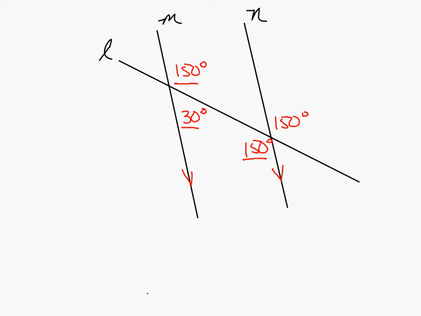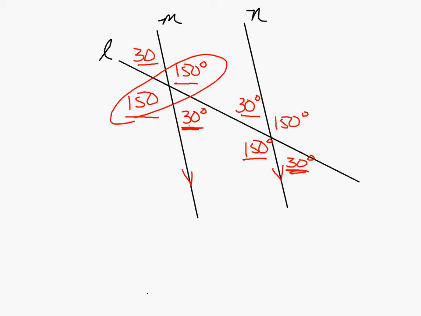If this is 30, this is 30 because alternate interior angles are congruent. All right. Let's see if that's 30 right there. What's that? 30. Because corresponding angles are congruent. And what about these last two right here? 150. These two are vertical, and this is 30. Vertical angles are congruent. Okay? You got to know the angle measure. You got to know the reason.